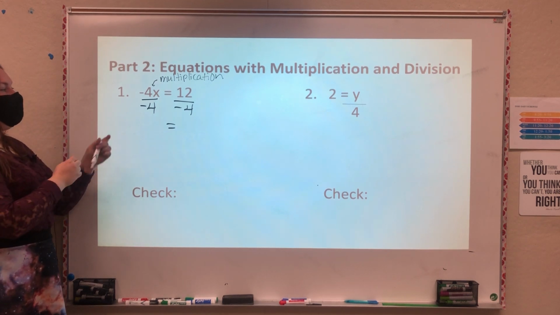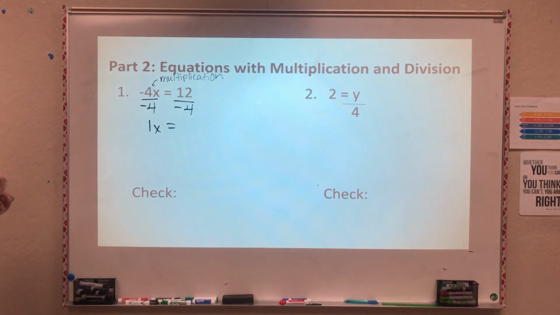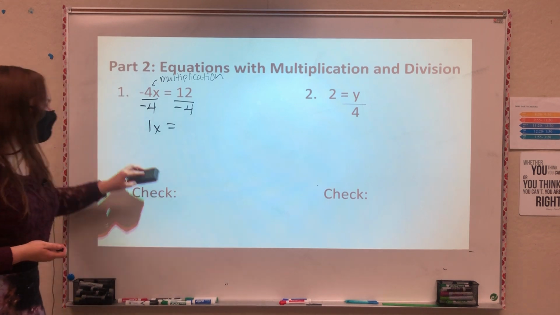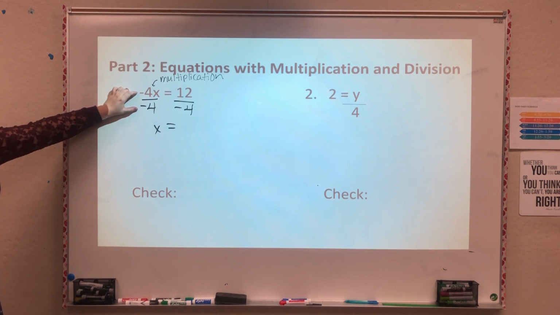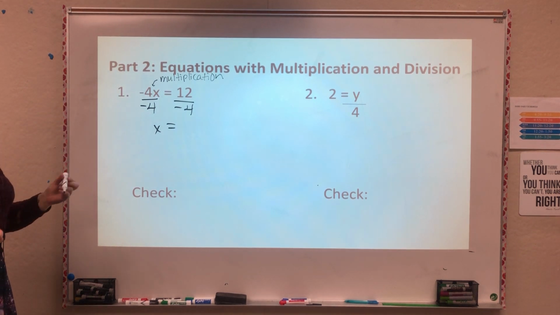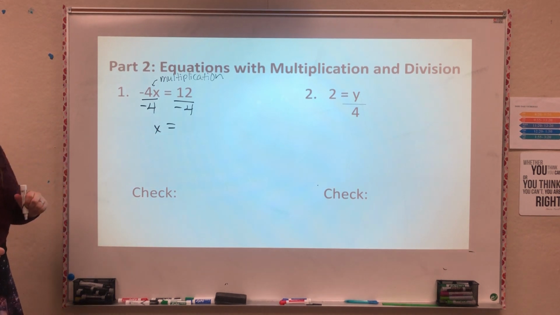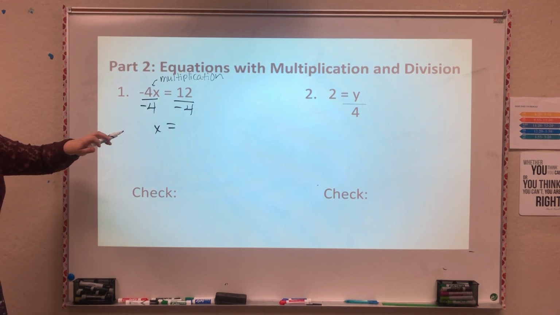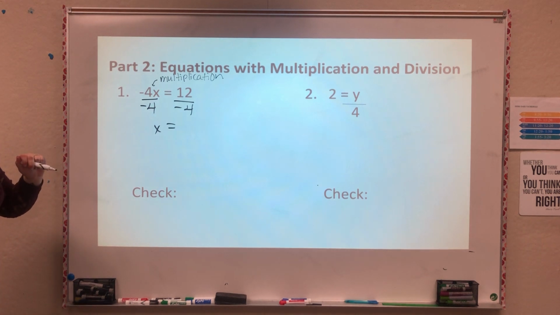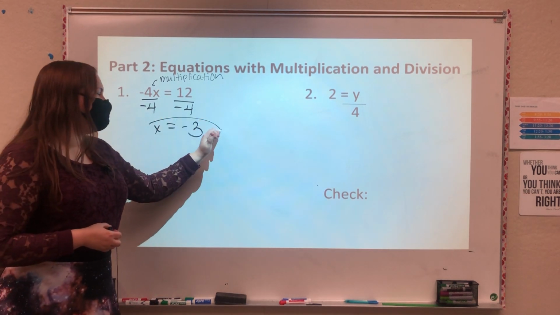Positive 1. When these cancel and give you positive 1, we can say positive 1x. Or, we've already seen, this is just the same thing as x. If we had -4 and a positive 4, that would divide and give you -1. We don't want -1x though, we just want x. So we get x all by itself, like we wanted. On the other side, 12 divided by -4. Yep, you got it. So we get x equals -3.